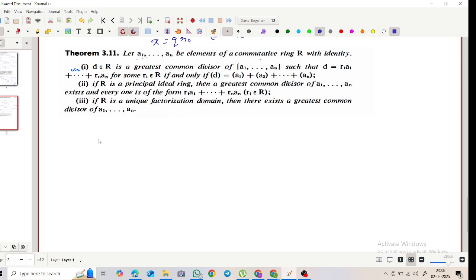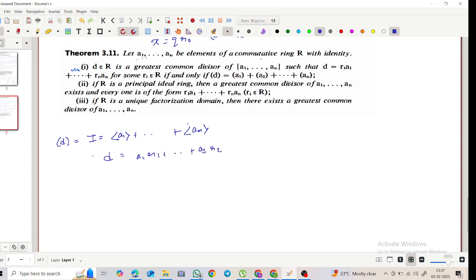So this is an ideal, right? Some ideal, and we know that this is generated by some element, say d. We will show that this d is the GCD. So this is an ideal, and since this is a PID, this is generated by a single element. Because of this equality, d can be written as a1 r1 plus a2 r2.